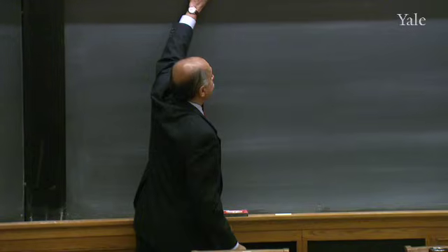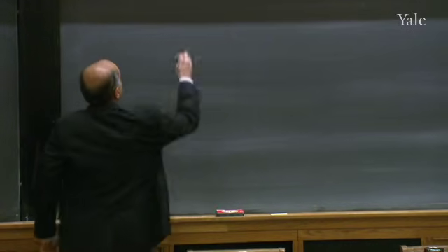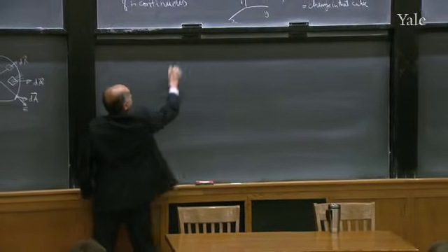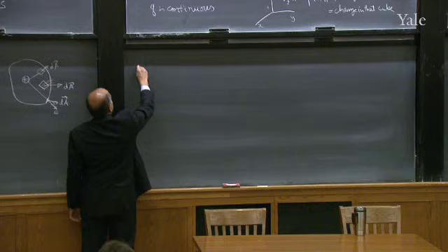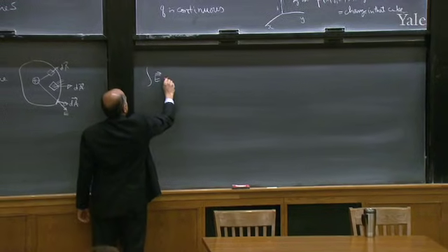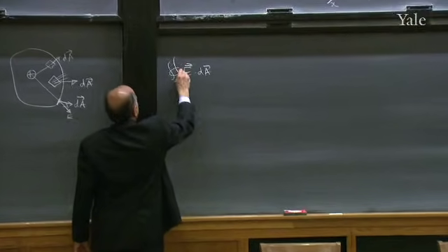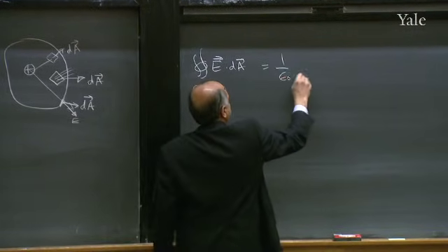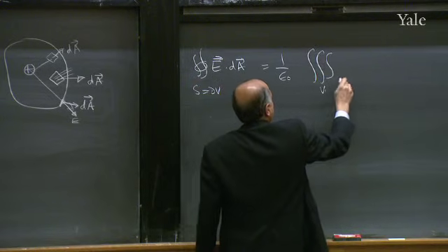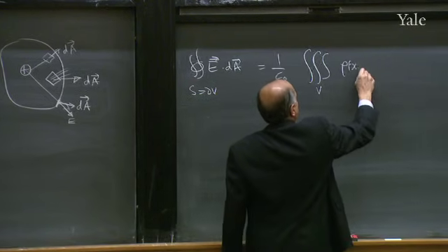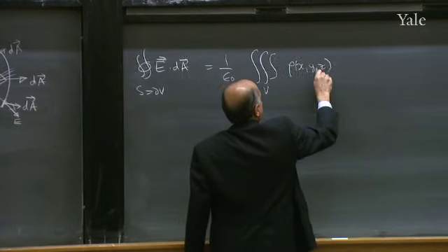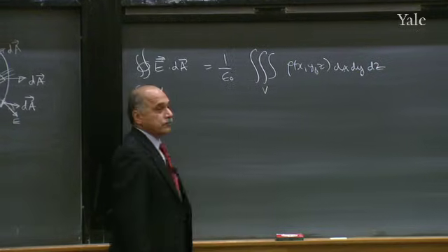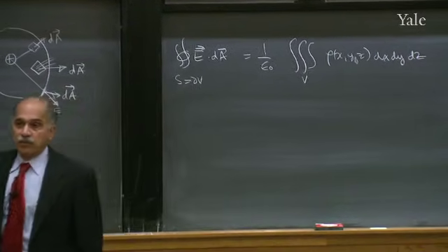So let's keep it here. In that case, you will write the surface integral of E dot dA over a surface that bounds a volume V as 1 over epsilon 0 times the volume integral of rho of x, y, z, dx, dy, dz. This is the final form of Gauss's law.